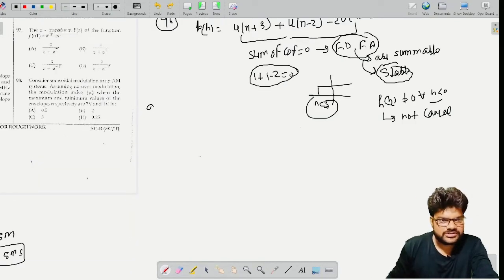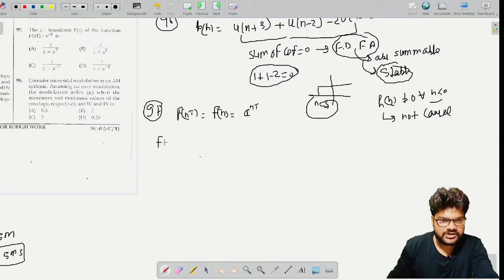So the next question is question number 97. This question is again from Z transform, signals and systems. The question is: the Z transform F(z) of the function f(nT) equals a to the power nT. So we have to find the Z transform of this f(nT). So f(nT), or we can say f[n], we are given is a to the power nT, okay.